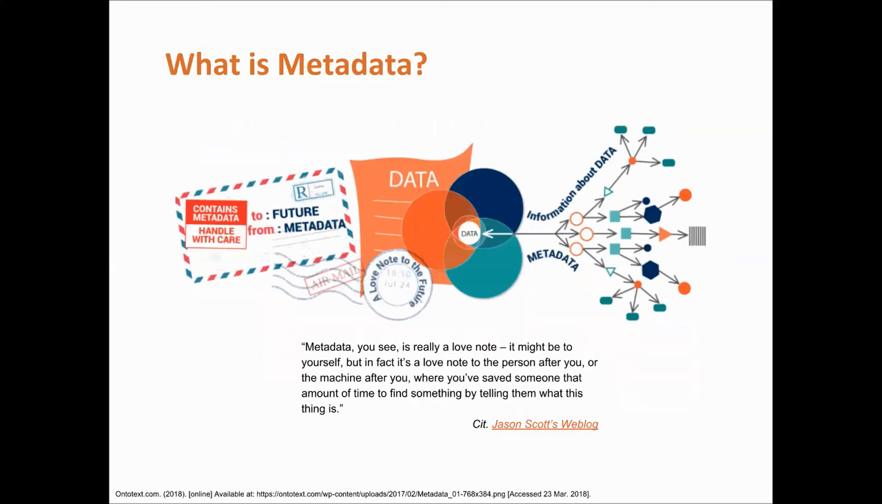So the most widespread definition of metadata is that metadata is information about data, or data about data. There is another way to look at it that's different to that rather dull description. Jason Scott actually sees metadata as a love note. It might be to yourself, but in fact it's a love note to the person after you or the machine after you, where you've saved someone that amount of time to find something by telling them what this thing is. So describing physical and digital objects is what metadata is about. It helps the classification, access, and storage of all types of digital assets. It's with metadata that the encoding of knowledge within any data element is possible. And metadata comes in many shapes and flavours, carrying additional information about where a resource was produced, by whom, when, the last time it was accessed, what it's about, and so on.